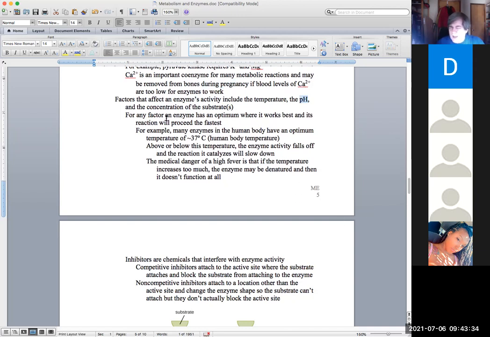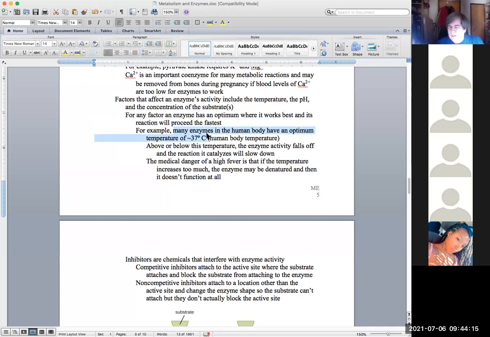And so for each of these factors, when we look at enzymes, every enzyme has an optimum. And the optimum is where it works best. And this means that the reaction that it's in charge of will go the fastest at its optimum. So if you look at a lot of enzymes in the human body, their optimum temperature is around 37 degrees Celsius or 98.6 degrees Fahrenheit. Why? Because this is human body temperature. So if you think about it, it makes sense that they would work best at this temperature.